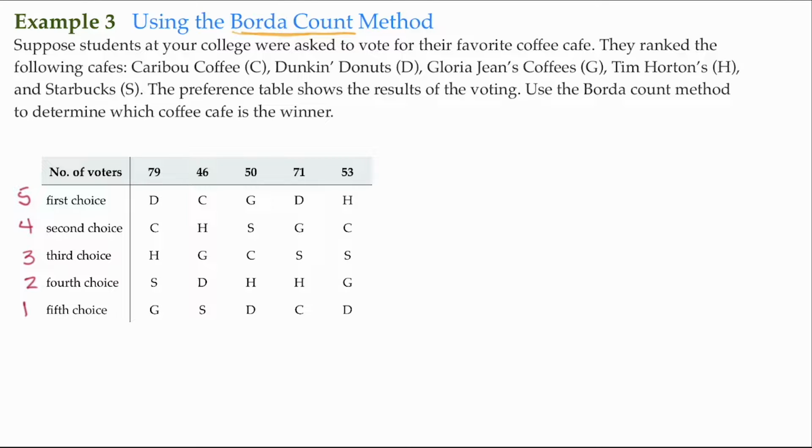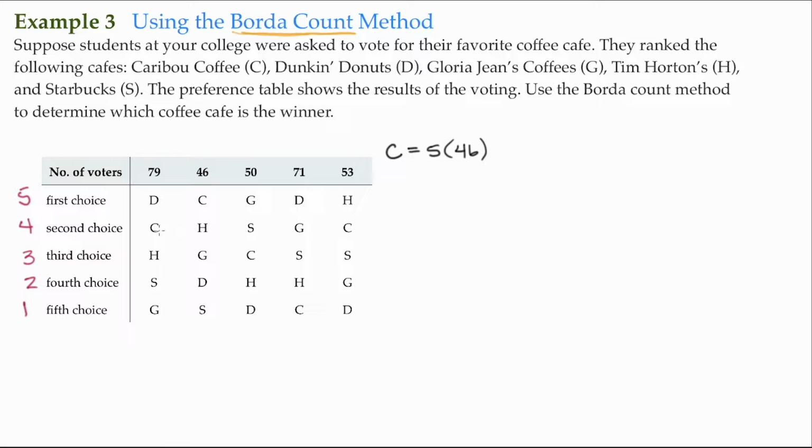So then we'll just go one candidate at a time here. We'll start with Caribou Coffee. I'll go here with Caribou Coffee, C. And what I do is look for all the first choice votes that Caribou Coffee got. And we can see right here, Caribou Coffee got 46 first choice votes. So then I multiply that by 5 points assigned to the first choice. So I'm just going to say 5 times 46. And then we go through each of the rankings here.